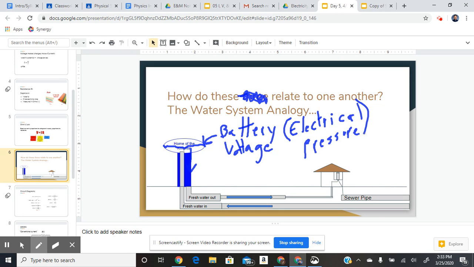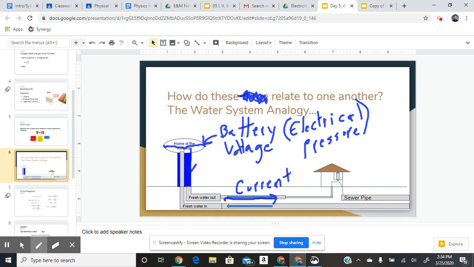Okay, so a battery provides electrical pressure. And going back to the water system analogy, that water pressure then is going to create a flow of fresh water that goes to your home. So this flow of water is representing our current. And going back to the electrical, that's exactly what a battery does. When we have that electrical pressure, that creates a flow of charge that we think of as electrical current that we measure in amps.